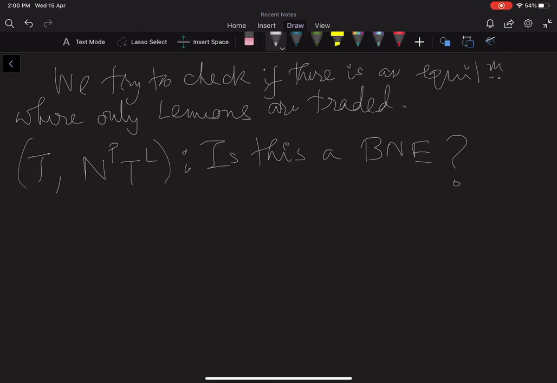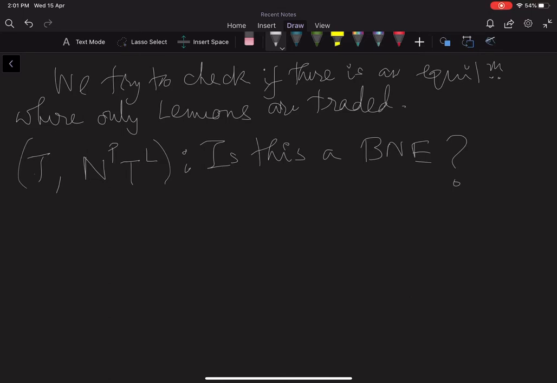For this, let me find out what the payoffs are. Now notice that given this strategy of the seller, NP and TL, the buyer knows that in case it is getting traded, the buyer is getting the lemons, right? The buyer no longer believes, if this is an equilibrium, that it could be a peach. In equilibrium only lemons are going to be traded, and the buyer knows this, right?